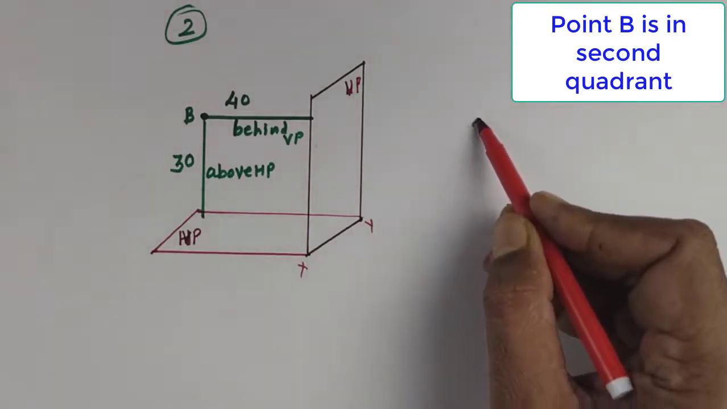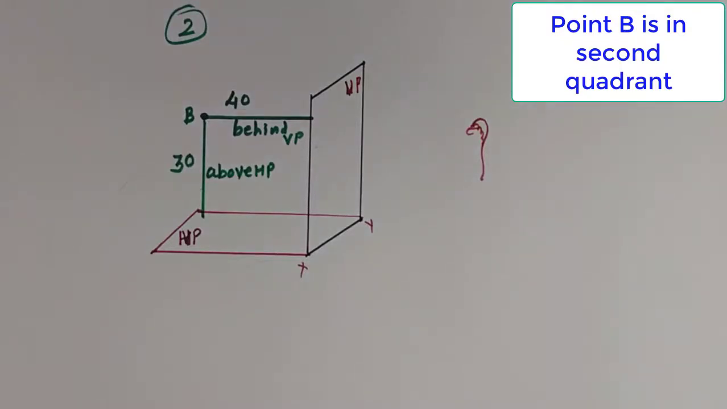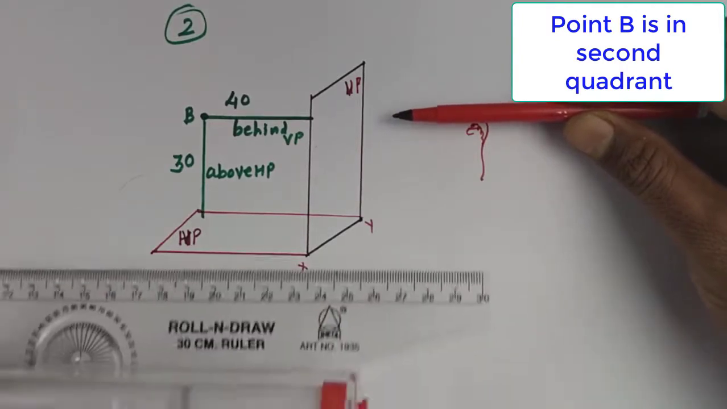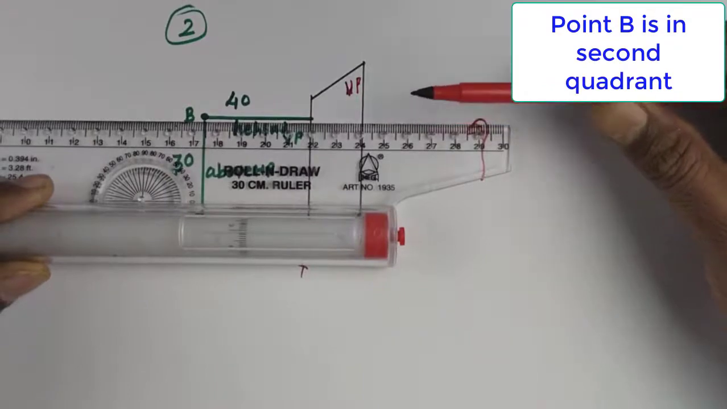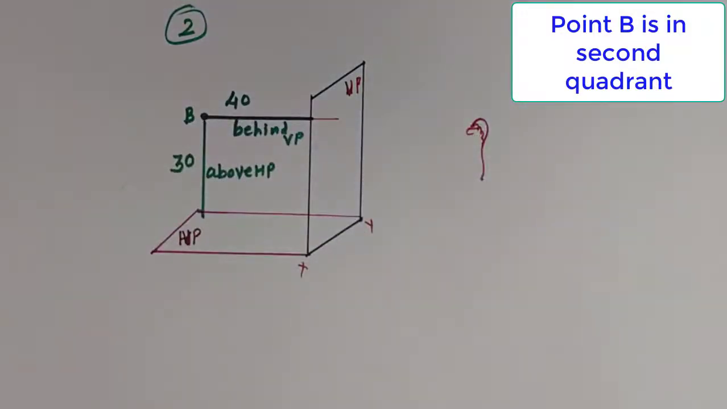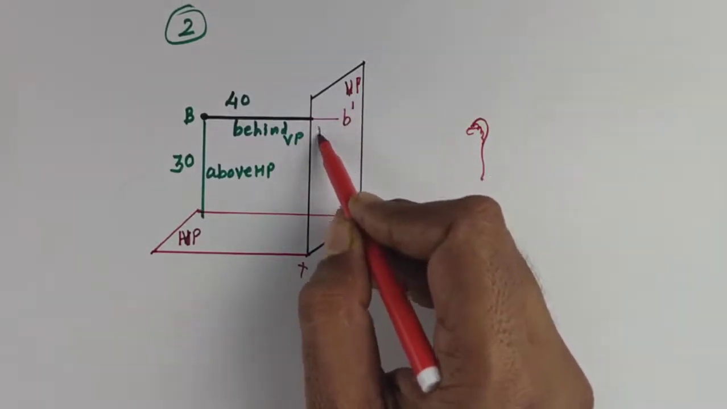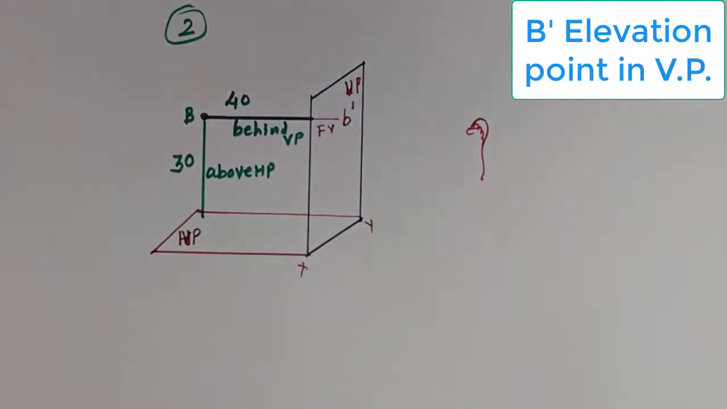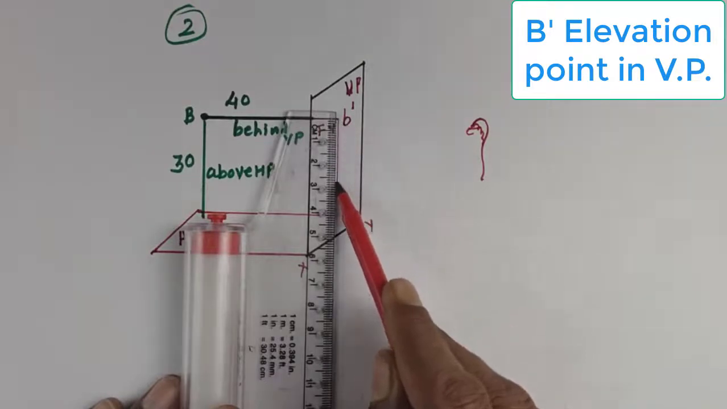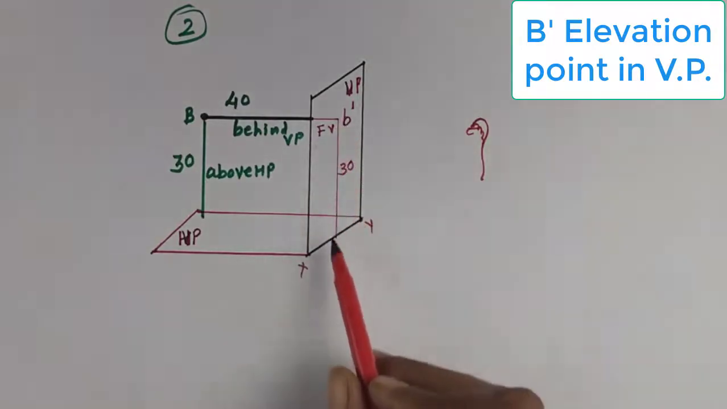Now the observer is here. He looks at the point B perpendicular to the VP plane and collects the perpendicular projection from B on the VP plane. It is our B dash as an elevation, and it is 30 mm above the XY line.